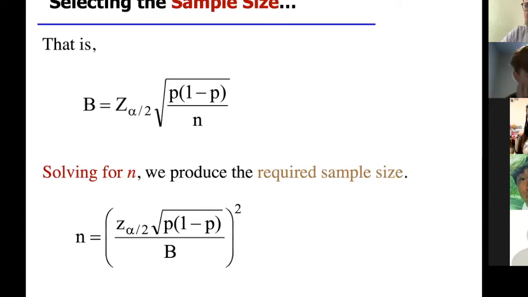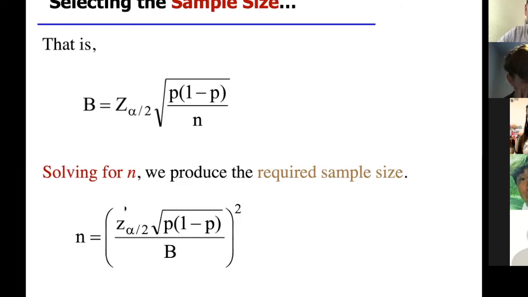Now, if you want to calculate sample means, obviously the formula looks a little bit different because the formula for means was different. The basic idea is the same, but the formula is slightly different. But for proportions, we already have this formula, and all we need to do is plug in the numbers and calculate. Now, here's a little problem that we have.